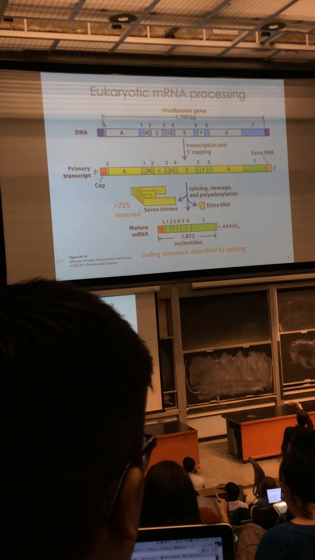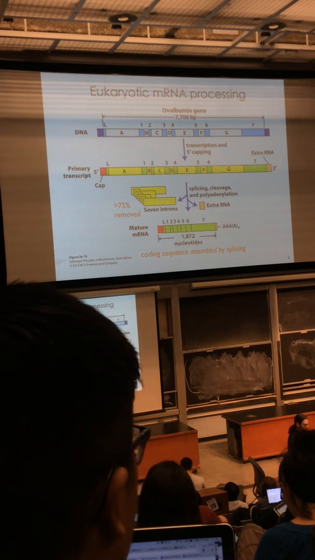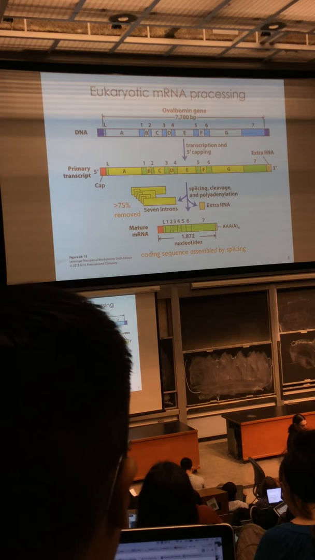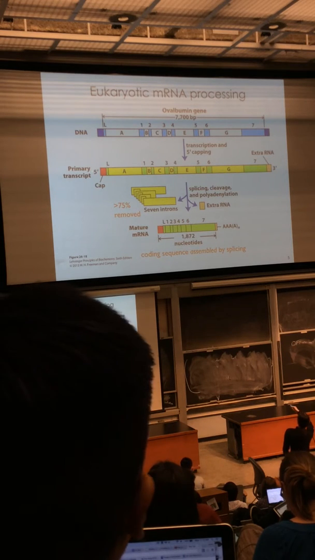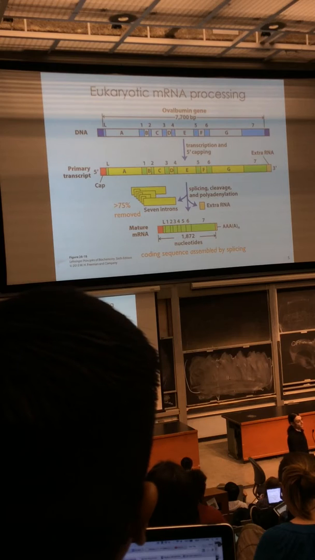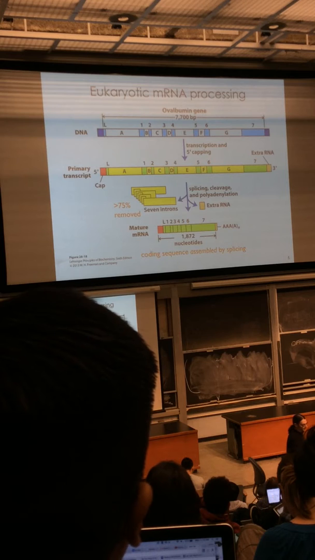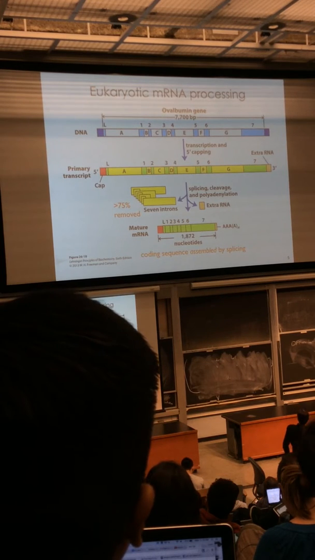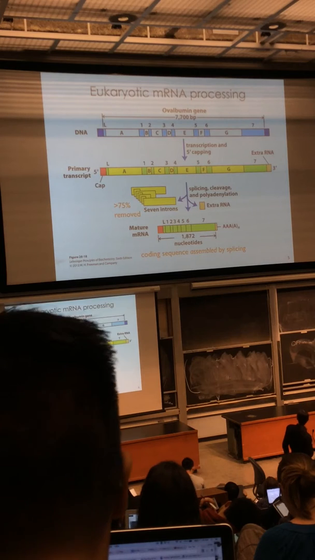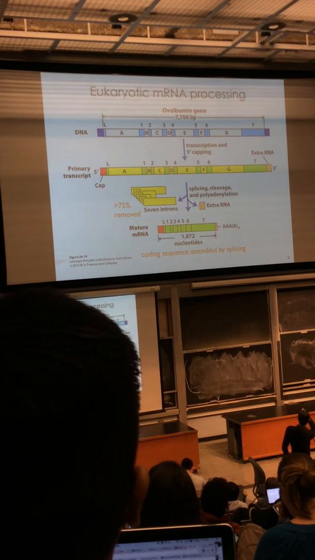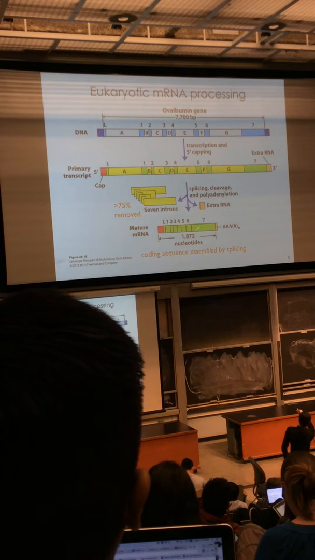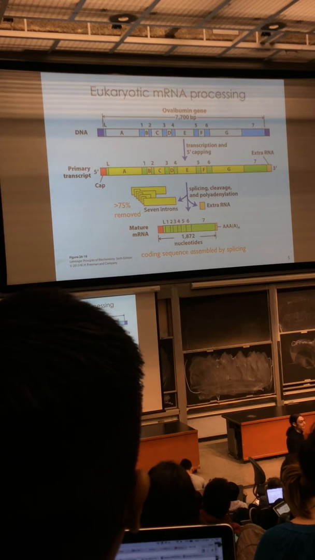So if we look at the DNA of this ovalbumin gene, which is simply a gene that was studied very early in our understanding of splicing, you can see that the primary transcript is much longer than the final mature RNA that's translated. Over 75% of that primary transcript is spliced out into, in this case, 7 introns. The 5' end is processed. The 3' end is cleaved and also processed as well, and the coding sequence of this RNA is assembled from a bunch of discontinuous pieces in the genome by splicing.